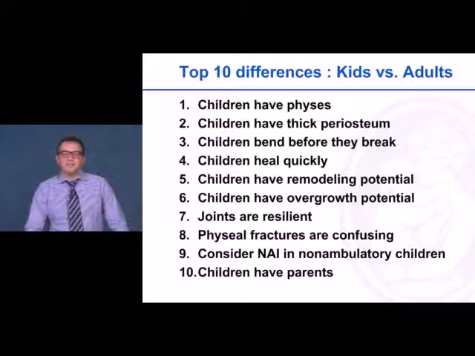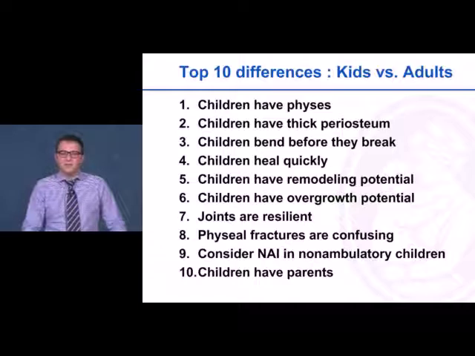First, I'm going to present the top 10 differences between kids and adults, according to me. So one, children have growth plates or physes, and that's different than adults. They have a thick periosteum that wraps around the bone. They bend before they break when they have an injury. And they heal very quickly, thankfully for us. They have tremendous remodeling potential. They have overgrowth potential as well. Their joints are resilient and can tolerate long periods of immobilization.